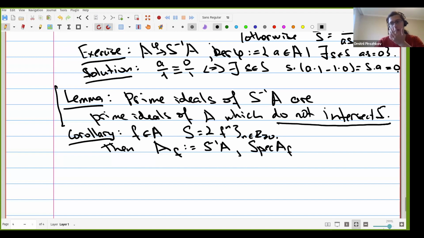But since a prime ideal contains a power of an element if and only if it contains the element itself, this is the set of primes P in the spectrum of A such that f does not lie in P. And this is the definition that we have just recently seen as the definition for the distinguished open subset of the spectrum. So this was also equal to D_f.